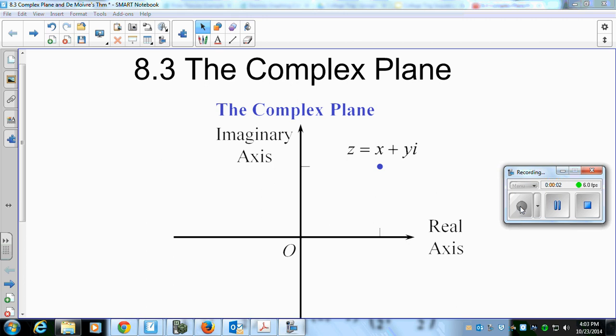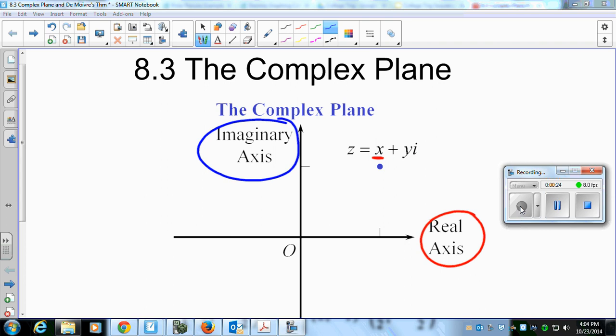College trig, here's 8.3, complex plane. We're going to break 8.3 into two sections today, so this is 8.3a. So recall from our complex plane that when we graph things, our horizontal axis is our real axis corresponding to our real value, and our vertical axis here is your imaginary axis corresponding to your y.